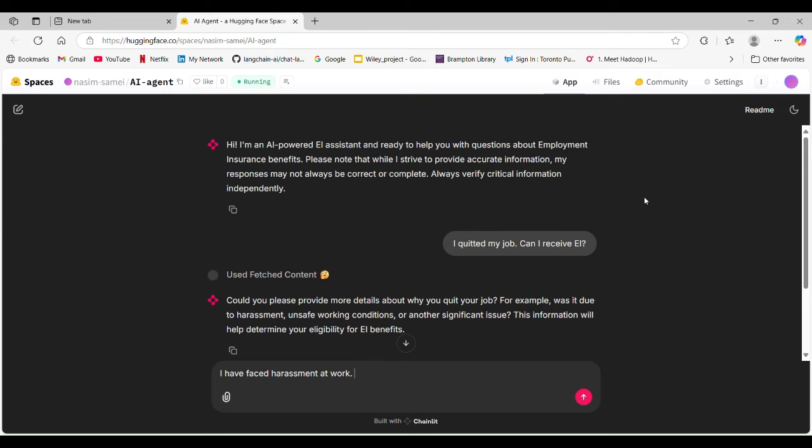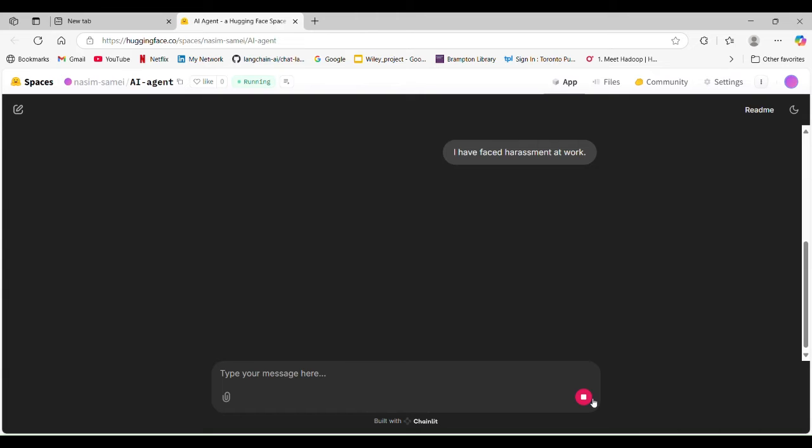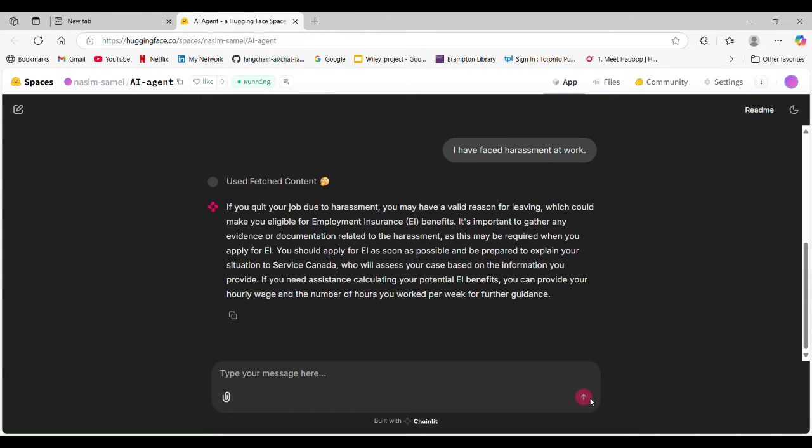Therefore, for this one, the classifier will direct the assistant to the follow-up question prompt, and the assistant will ask about the reason that I quit my job. And if I respond that I have faced harassment at work, then the classifier will direct the assistant to the answer generation prompt, and it will respond that because I quit my job due to harassment, I may be eligible for EI benefits. However, it is important to gather evidence related to harassment.